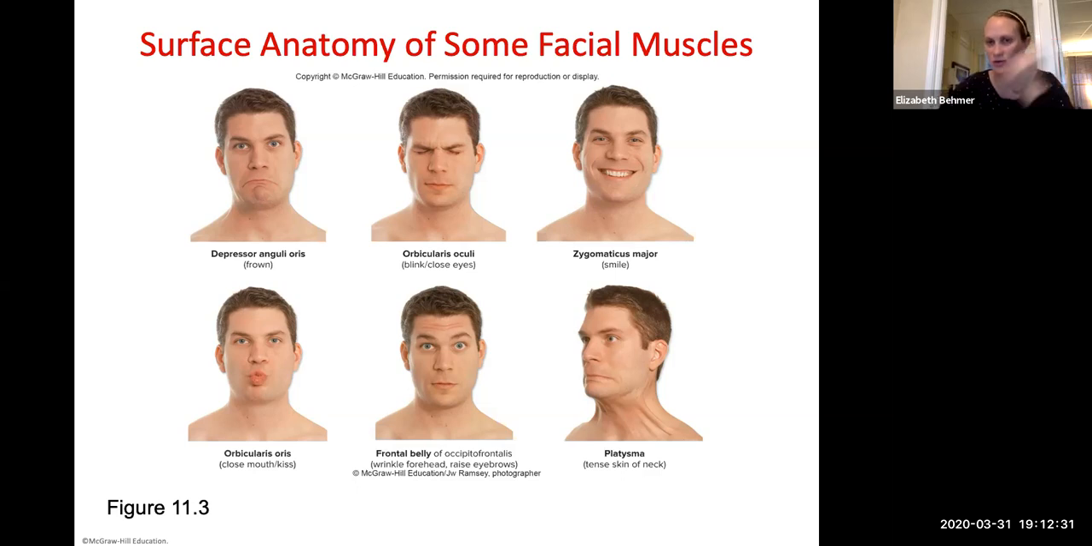And along with the risorius, they cause you to smile. Orbicularis oris causes you to purse your lips as if you're blowing a kiss. And the frontal belly or your occipitofrontalis would cause you to raise your eyebrows and lift them up. Platysma is a long muscle in your neck, and it causes you to tense your neck.